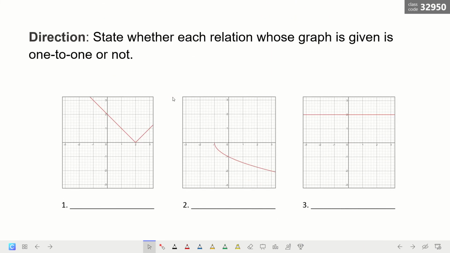So, here, state whether each relation whose graph is given is one-to-one or not. You may pause this video and then play it again after you have answered.